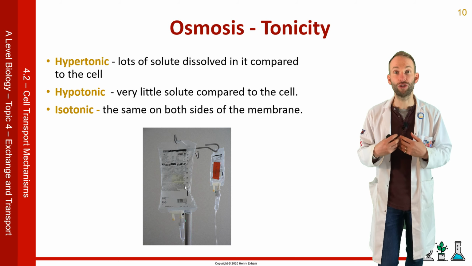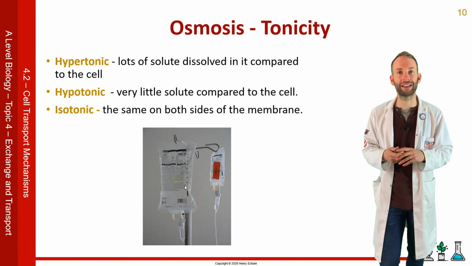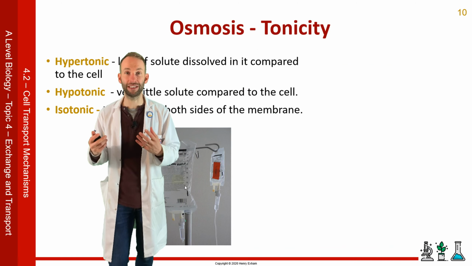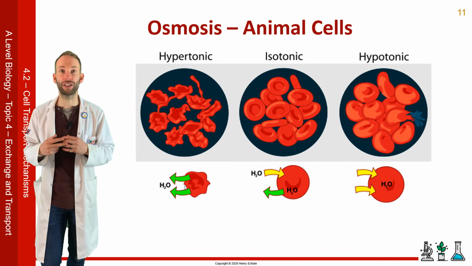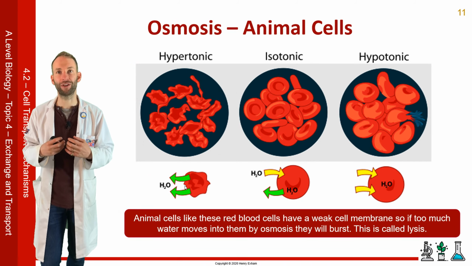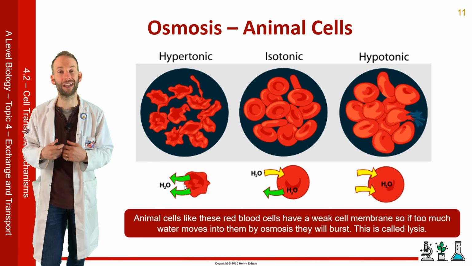So if you're having a drip in a hospital, that will actually be a 0.9% sodium chloride solution to make sure it's isotonic to the water potential of your blood cells so they don't burst. So if you take animal cells and put them in different solutions, a hypertonic solution will cause water to move out and the cells to shrink or become crenated. Hypotonic will cause water to move in, the cells will burst, what we call lysis.